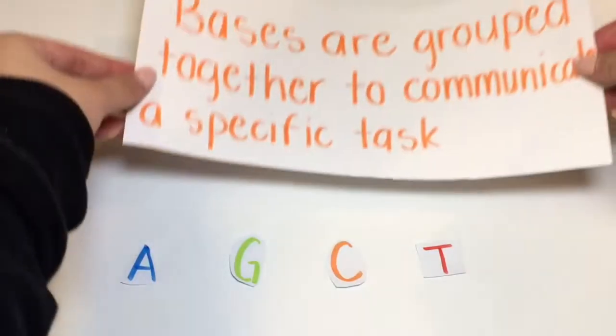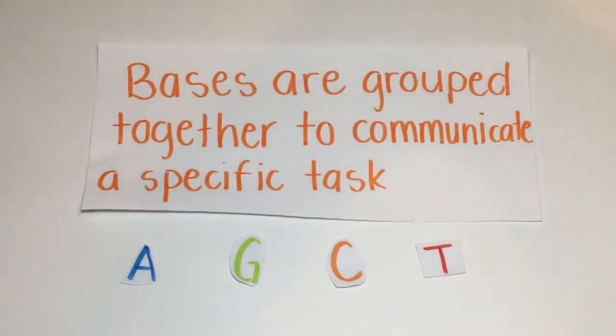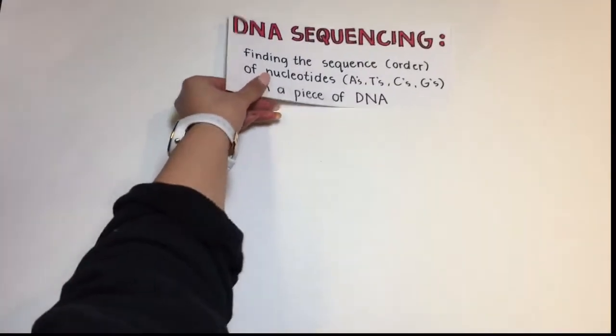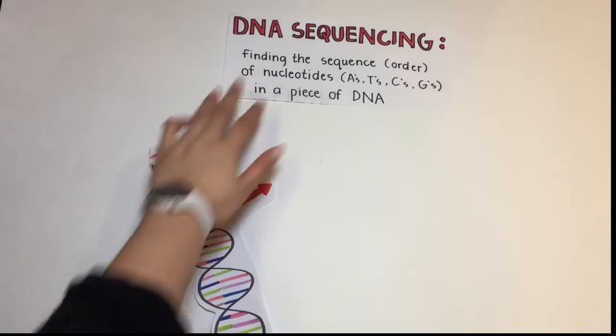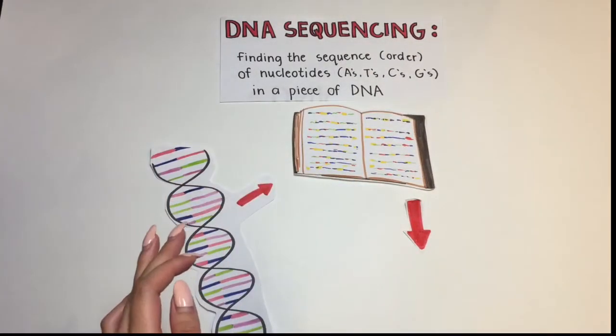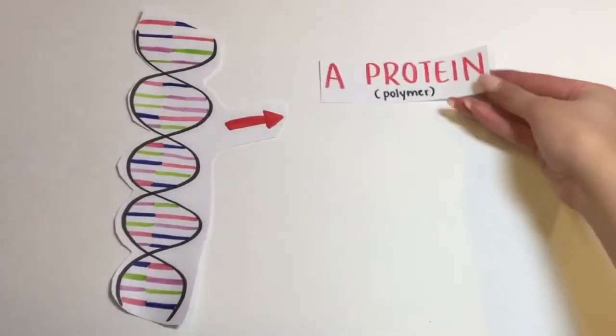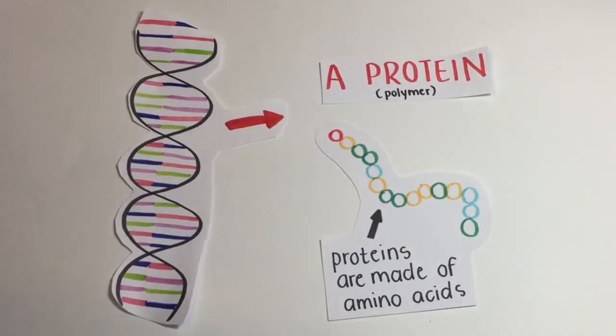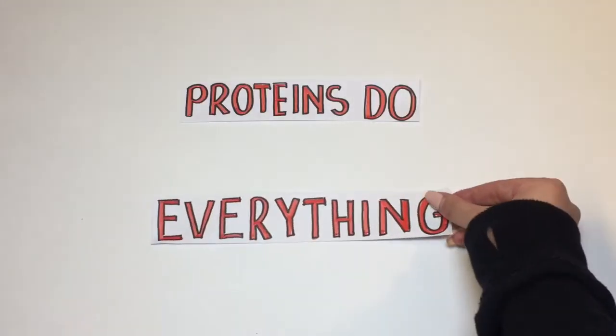These letters are the bases that are grouped together in different ways to communicate a specific task or form different words. Scientists can sequence our DNA or read our how-to book, meaning that they can determine the order of the bases in our DNA. Our unique sequences tell scientists about the kind of genetic information required to produce a specific protein, a protein that will carry out a particular function within our cells.